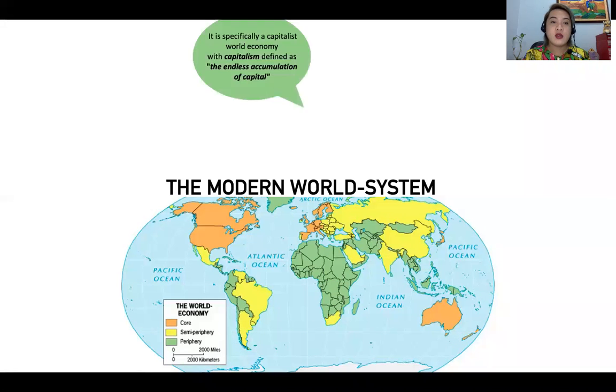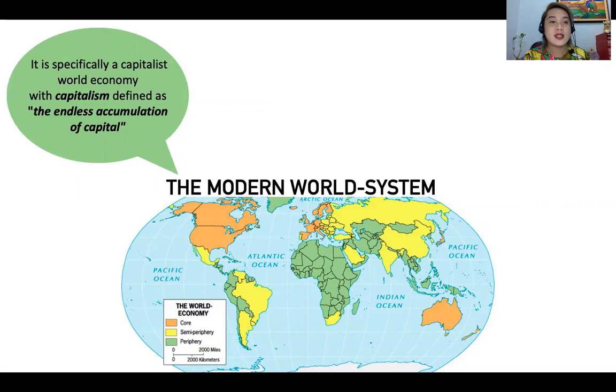That is why, according to Immanuel Wallerstein, the modern world system is specifically called the capitalist world economy, with capitalism defined as the endless accumulation of capital, meaning that the world is divided mainly because of economic globalization. This is the division of the world. Thus, it is about the first world, second world, or third world countries. Sociologists would claim that they can also be labeled as developing or developed countries.